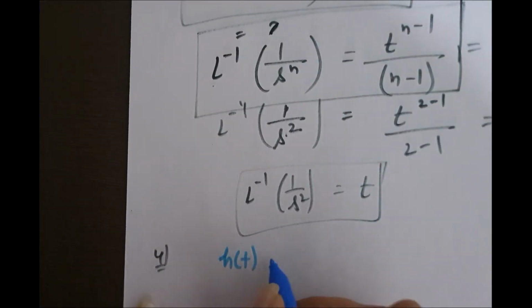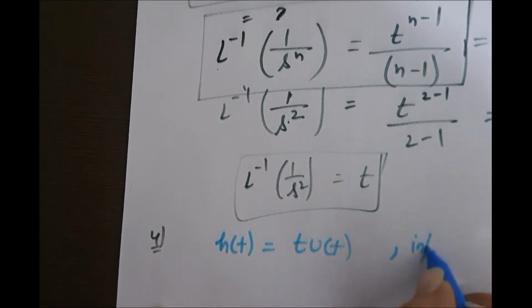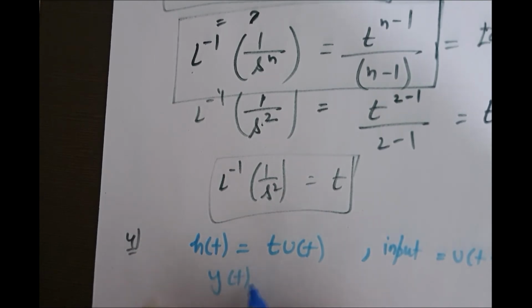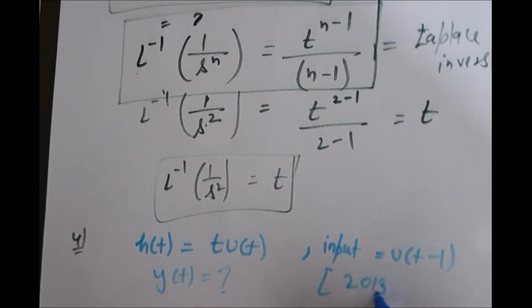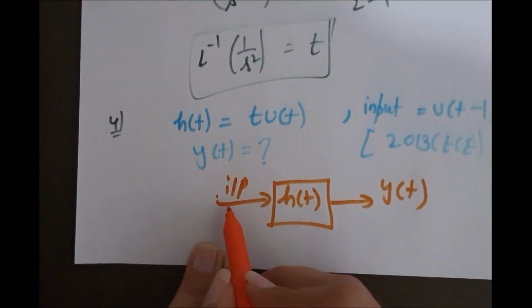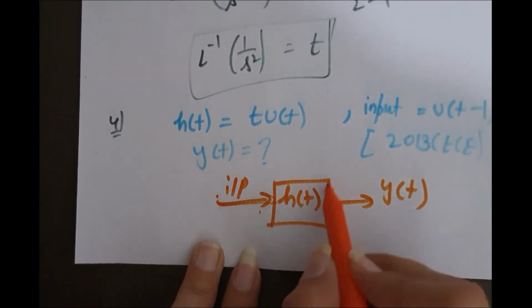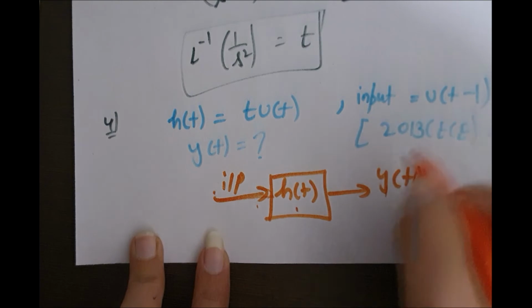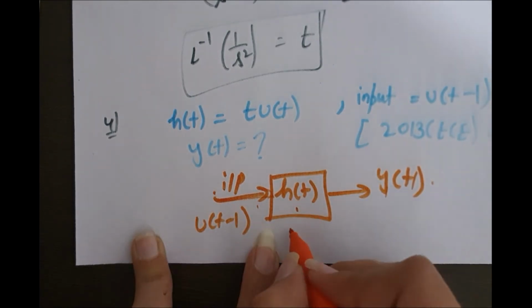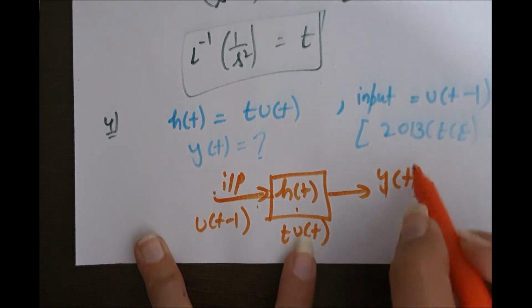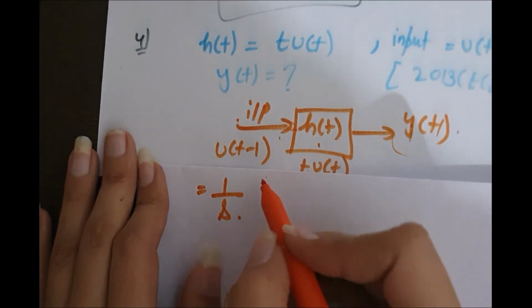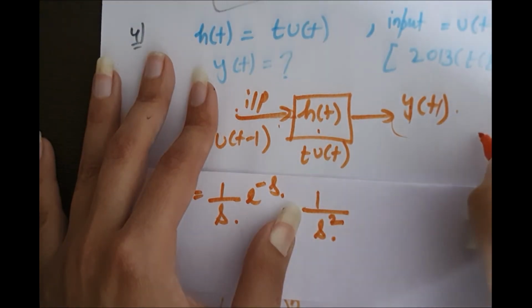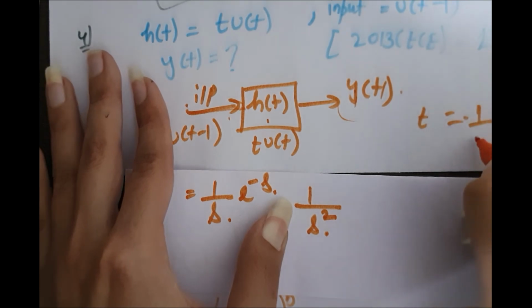Here h(t) is t u(t) and input is u(t-1), and we have to find the output, that is y(t). This is an ECE 2013 1 mark question. Here we can learn it as this is input, this is h(t), and this is y(t). You will learn this when we study control systems. Input is u(t-1) and this h(t) is t u(t), and we have to find this y(t). The Laplace of u(t-1) is 1 by s exponential minus s. This t means 1 by s square.